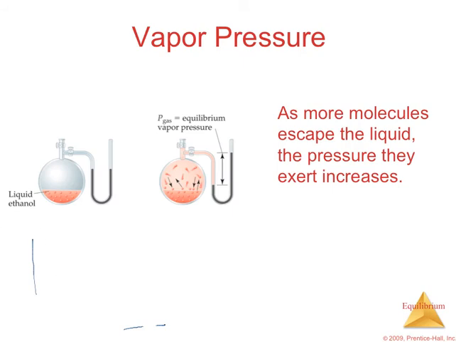Now, when more of those particles escape, I'm going to have more particles up here in the vapor phase, or in the vapor space of my container. And in this example, we have some liquid ethanol in a closed spherical container hooked up to a manometer tube. With where the level is here, you can hopefully see that the atmospheric pressure is equal to the pressure inside my vessel.